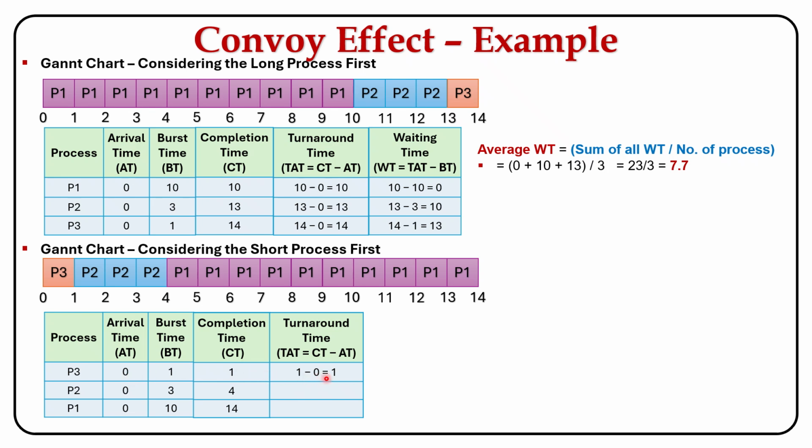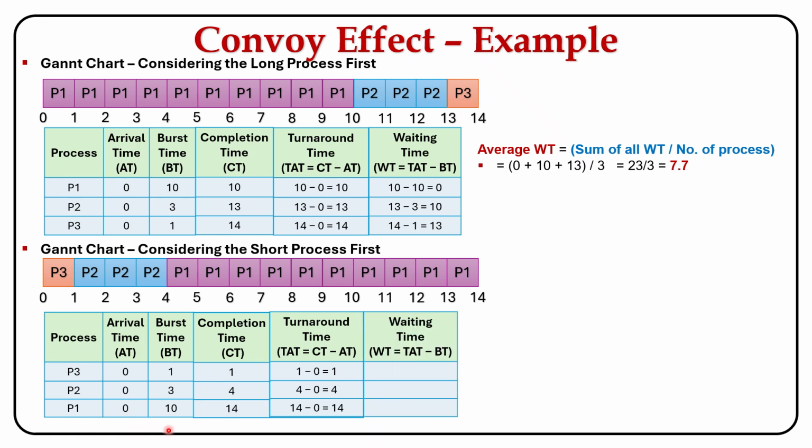For process P2, the completion time is 4 and arrival time is 0. That is, 4 minus 0 is equal to 4. For process P1, the completion time is 14 and arrival time is 0. That is, 14 minus 0 is equal to 14. Next, we can calculate the waiting time using the formula turnaround time minus burst time. The turnaround time for process P3 is 1 and burst time is 1. Therefore, 1 minus 1 is equal to 0.